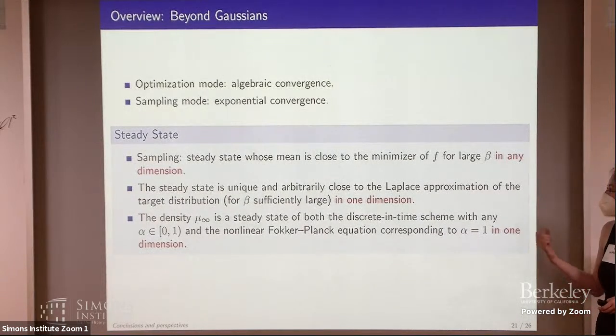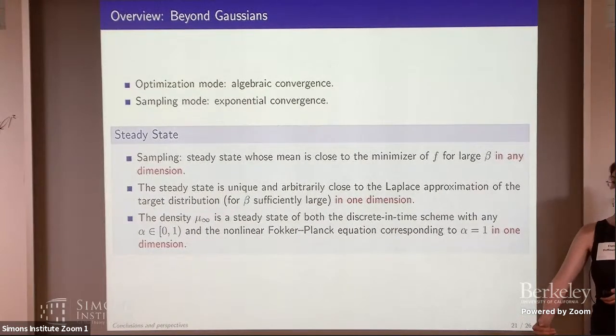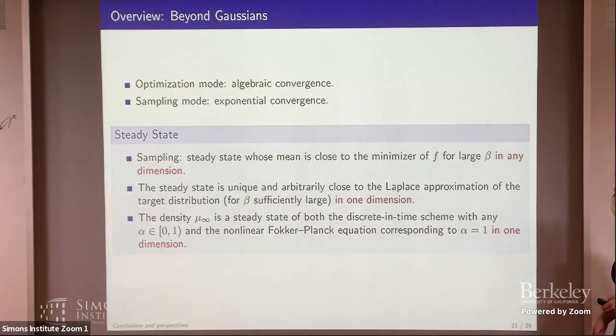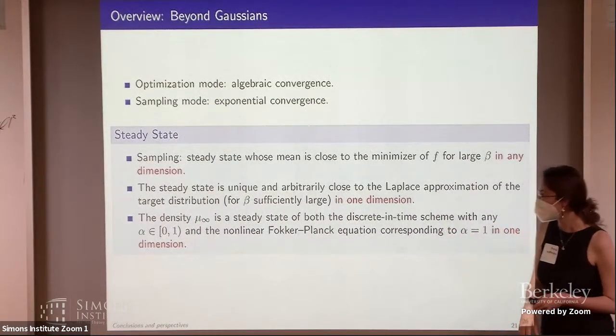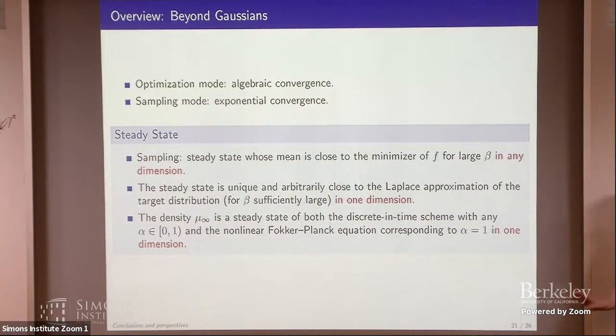We get a steady state that is arbitrarily close to the Laplace approximation of the target. This is what this method is giving you for beta sufficiently large, of course. And then I already mentioned this mu infinity is a steady state for all the different parameter choices that you might want to make. Okay.